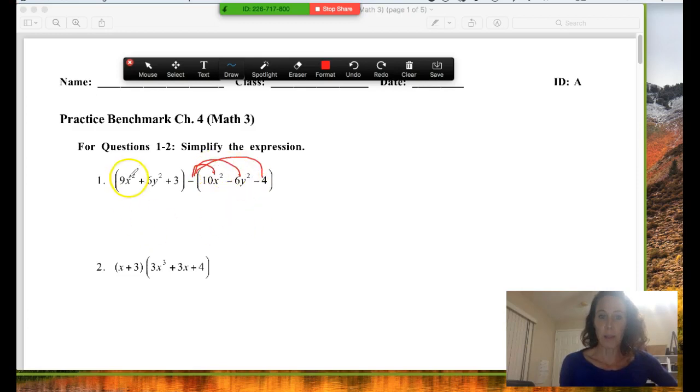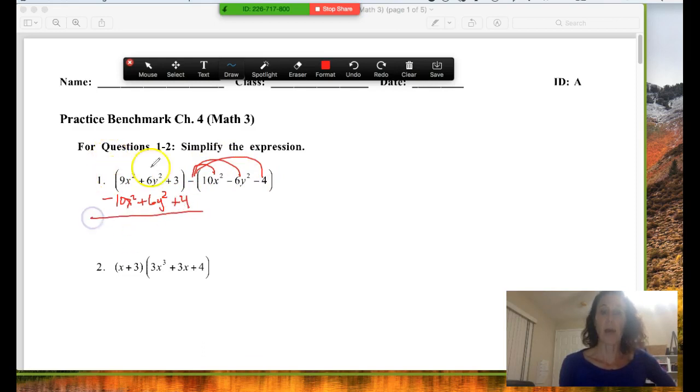So I'm going to rewrite this under here with the subtraction sign. So it's going to be minus 10x squared. So I'm lining up the x squareds. This negative makes this a positive, so it's going to become plus 6y squared. I'm lining up the y squareds. And then the constant term. A negative and a negative is going to make this a positive 4.